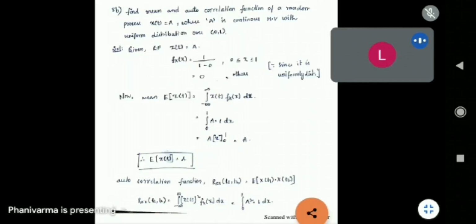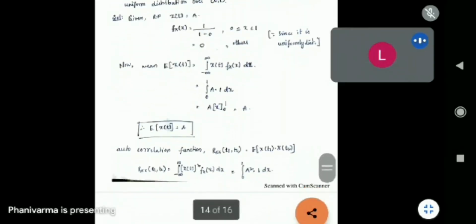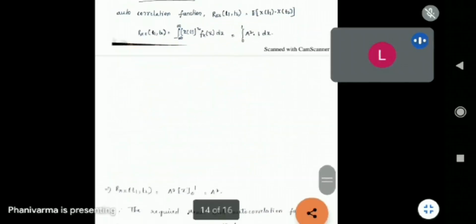Now the mean is given by E of x(t) is equal to integral from minus infinity to infinity of x(t) fX(x) dx. This is a formula where you need to substitute the given conditions, and if we substitute, we get the answer E of x(t) is equal to A. Now the autocorrelation function is given as Rxx(t1, t2) is equal to integral from minus infinity to infinity of x(t) whole square fX(x) dx, where we have integral from 0 to 1 according to the given conditions and limits. A square into 1 dx, where you get A square.